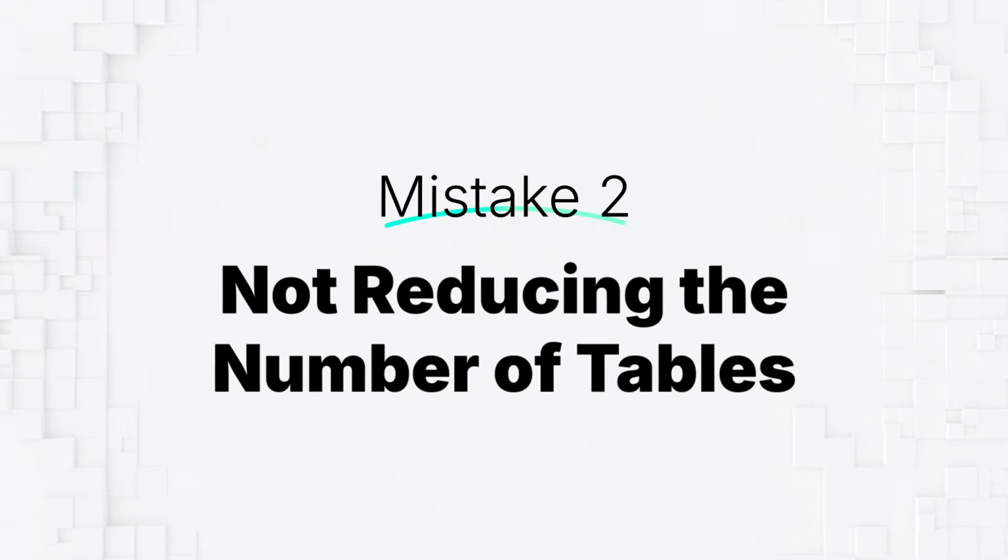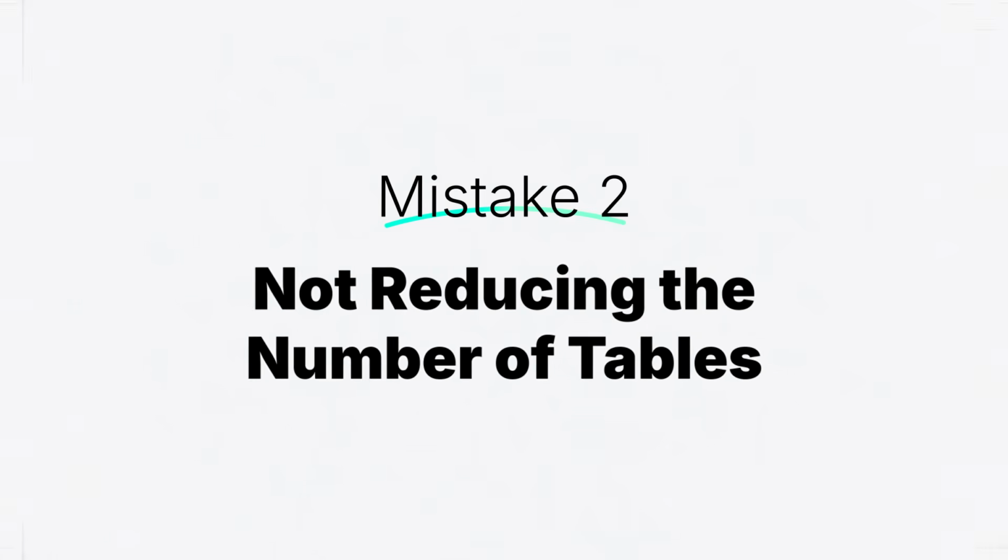But please, from here on forward, do consider summarizing your fact tables. You genuinely don't need all the rows of the data. The second most common mistake is not actively deciding how to reduce the number of tables in your model.